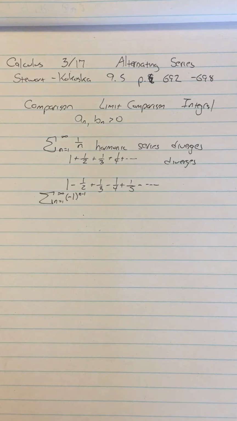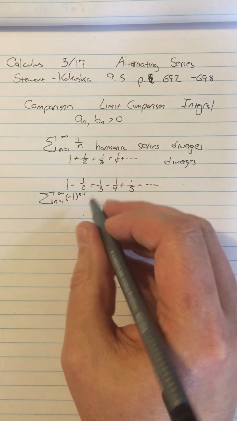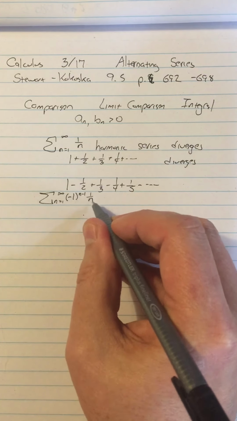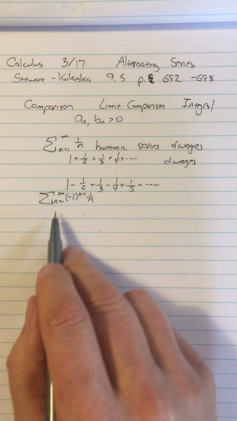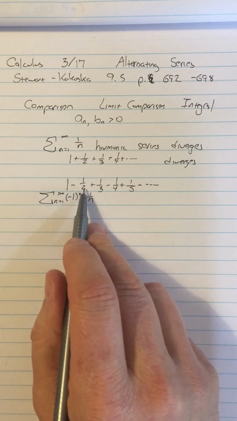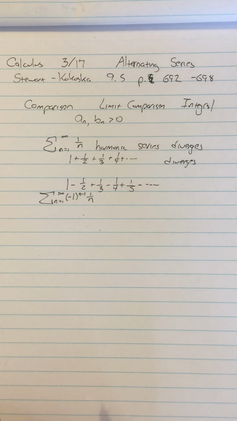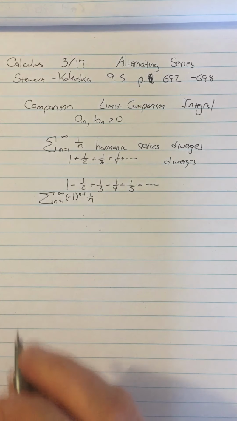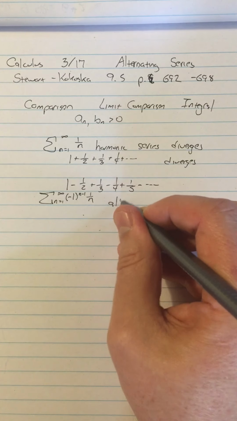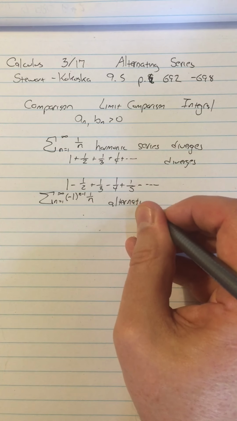All right, so that's just the alternating part, and then I multiply it times 1 over n. If I have this sum, that gives me 1 minus 1/2 plus 1/3 minus 1/4. You can work out a few terms of that if you want to convince yourself. All right, so this is called the alternating harmonic series.